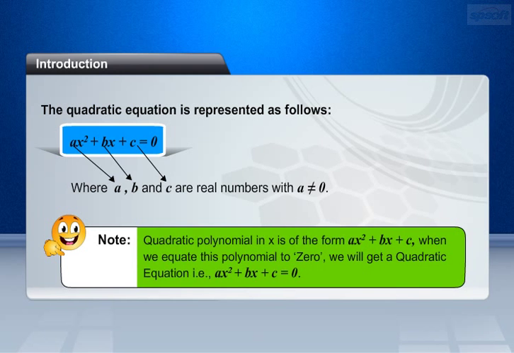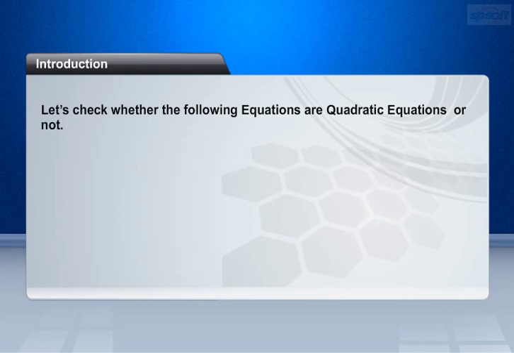Note that a quadratic polynomial in x is of the form ax squared plus bx plus c. When we equate this polynomial to 0, we will get a quadratic equation, that is, ax squared plus bx plus c equals 0. Let's check whether the following equations are quadratic equations or not.